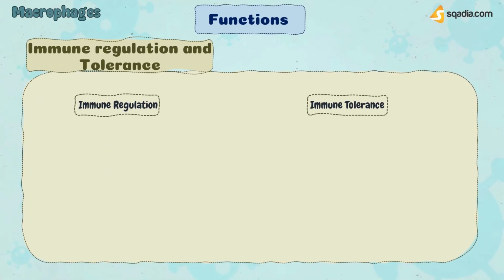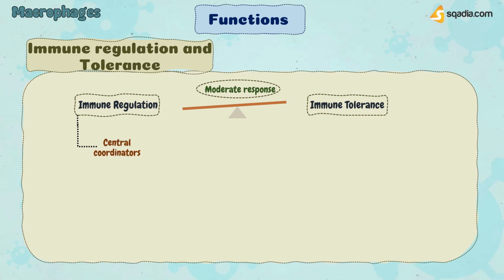It means this mechanism ensures that the immune system recognizes self from non-self and avoids attacking its own tissues and cells. And macrophages play a critical role in immune regulation and tolerance by maintaining a delicate balance between immune responses and preventing excessive reactions against self-antigens. In the context of immune regulation, macrophages act as central coordinators.